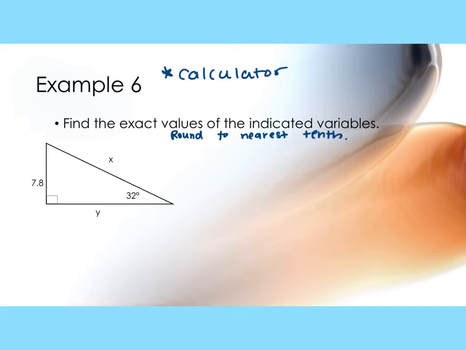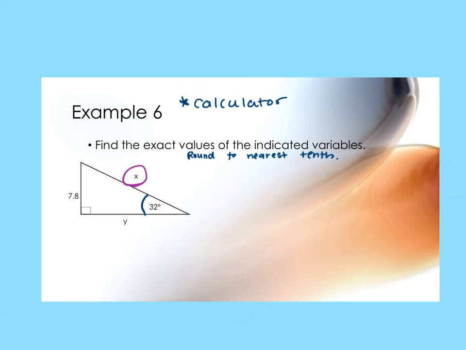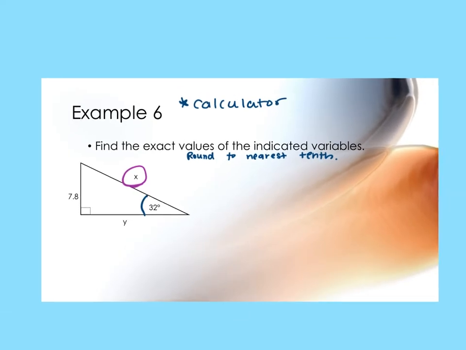So I would grab 32 degrees as my theta. And then there's only one side given, which is that 7.8. So I'm going to use the other sides. Let's say I want to solve for x first. In relationship to that 32, 7.8 is located where? Opposite. Okay, and x is? Hypotenuse. So which trig function involves opposite and hypotenuse?